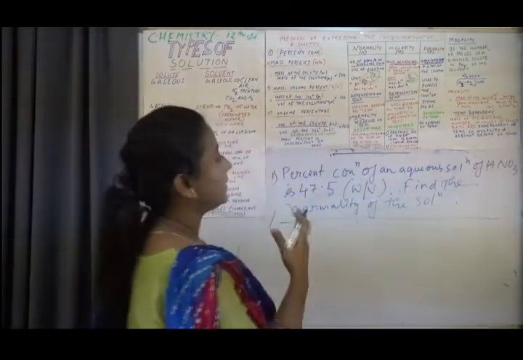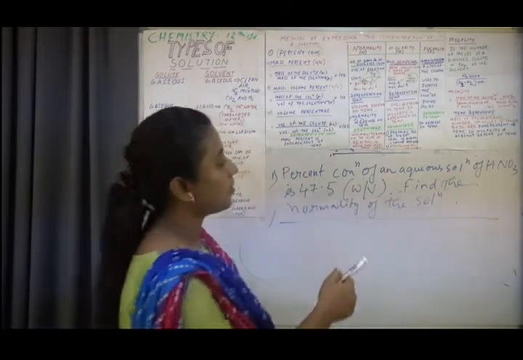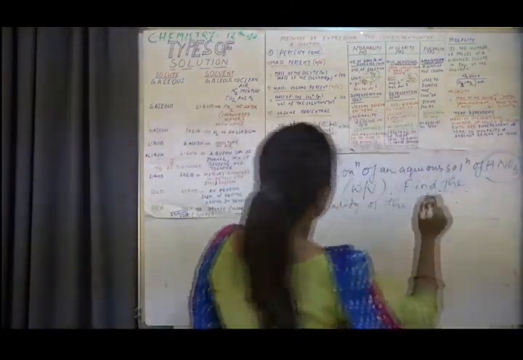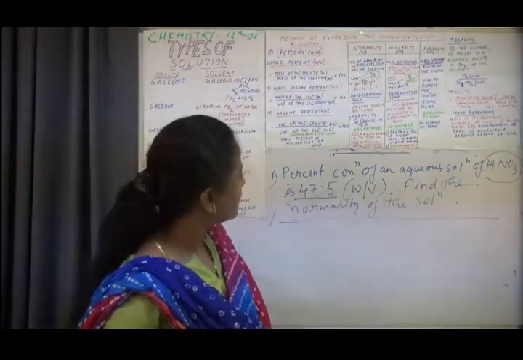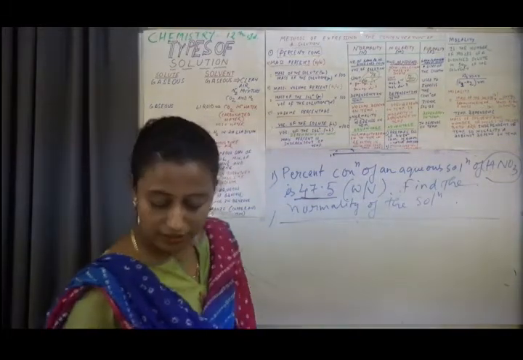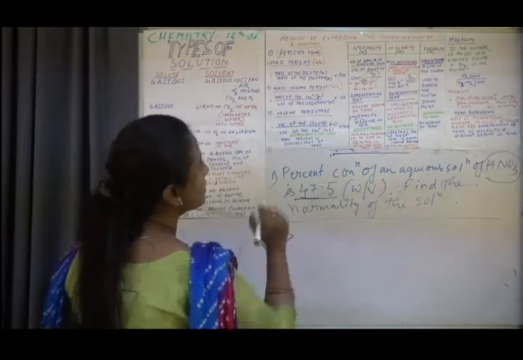First let us understand the question. The percentage concentration of an aqueous solution of HNO3, nitric acid, is 47.5. So the percentage concentration is 47.5. We have to find out the normality. So what will be the normality? What is the formula?